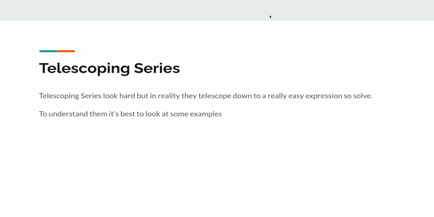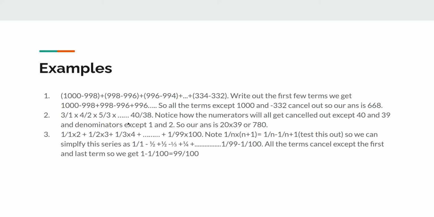Telescoping series. So this is kind of hard compared to what we were talking about before. Telescoping series look hard, but in reality they telescope. That's kind of why it's called telescoping. They telescope down to a really easy expression to solve. To understand them, it's best to look at some examples. There are three main types of telescoping series I'm going to talk about.